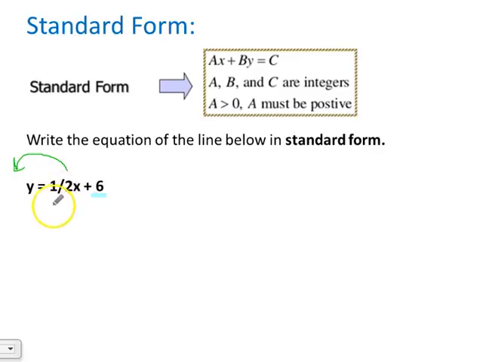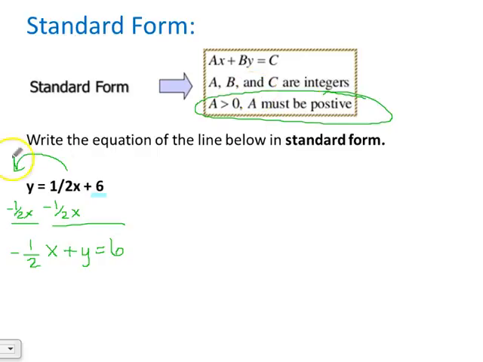So to do that, I'm going to subtract 1/2 x on each side. When I do that, I get negative 1/2 x plus y equals 6. Is that in correct standard form? Look down here. A has to be positive. Is A positive? It is not.